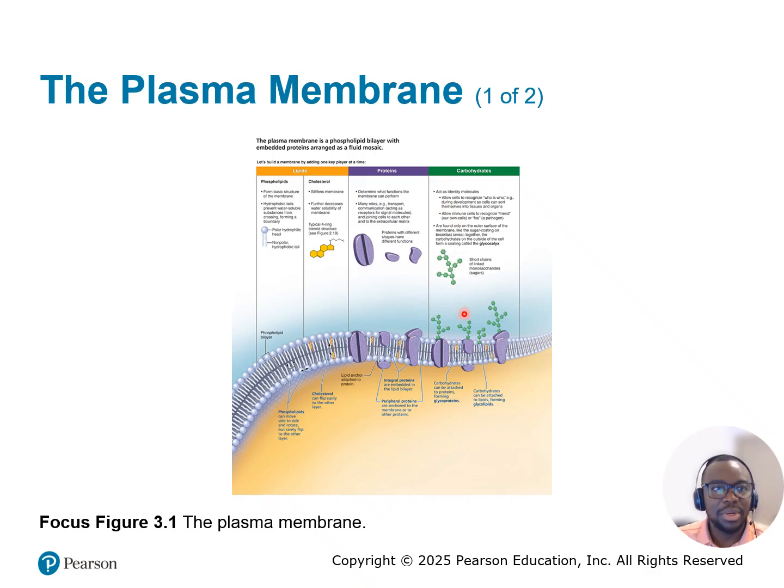The cell membrane also has carbohydrates, which are involved in identification of molecules and allow for recognition of self versus non-self. Carbohydrates on the outside of the cell form a coating called the glycocalyx.